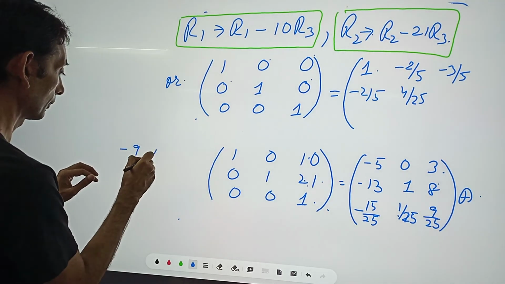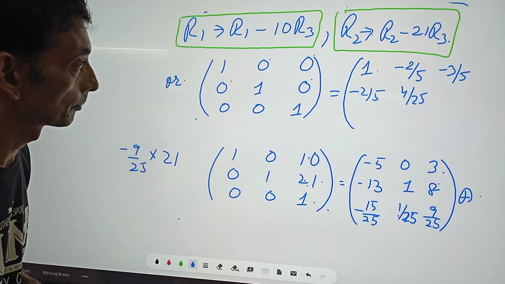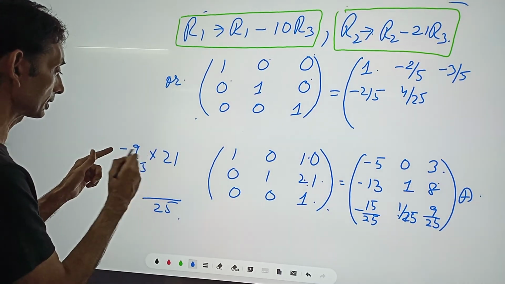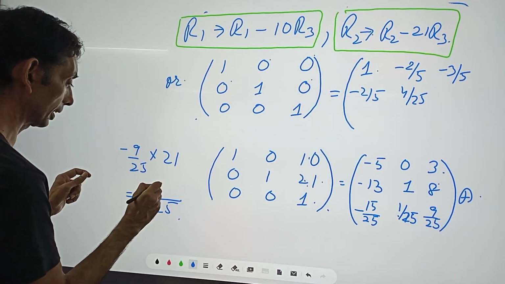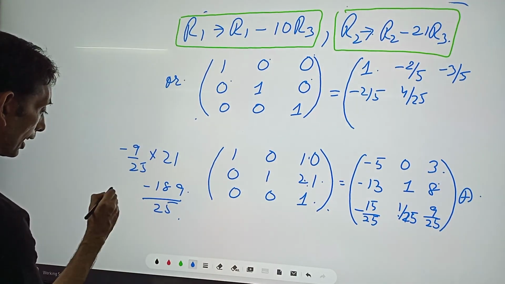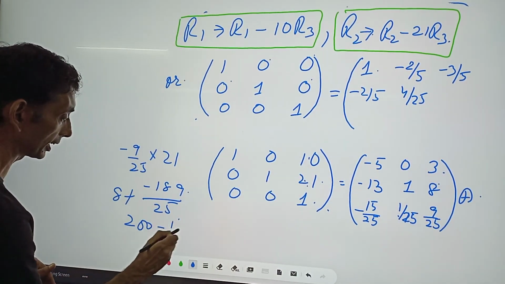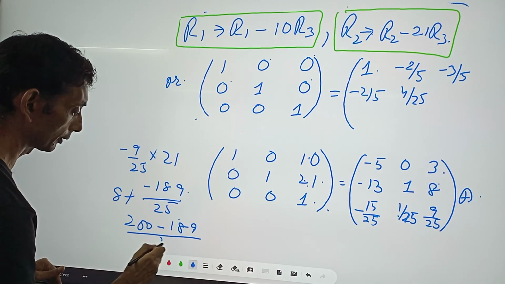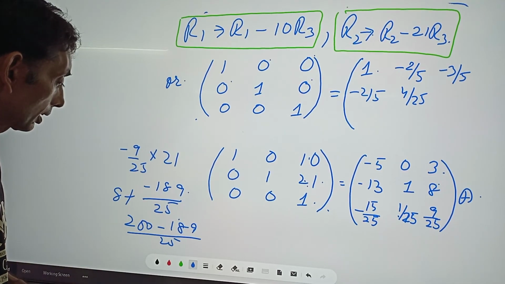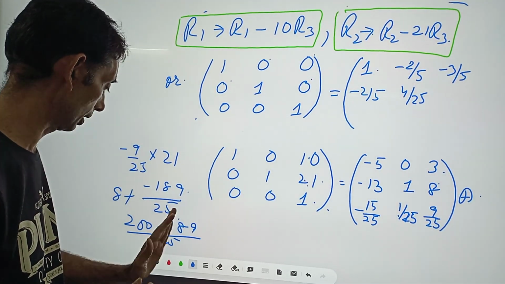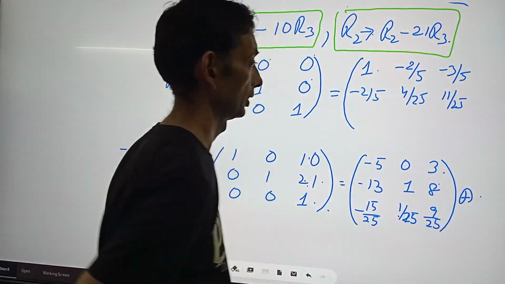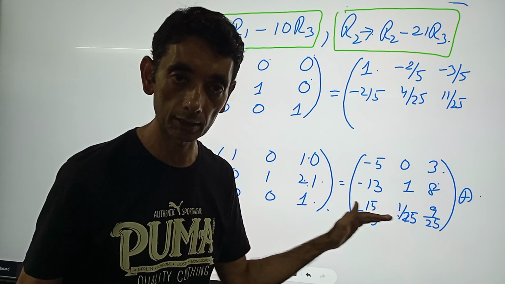9 by 25, you are multiplying by minus 21. So this gives you 25, and this is minus 189. And if you add it, you are adding with 8, so it will be 200 minus 189 by 25. So that is 11 by 25. This is 11 by 25. And last, the third row remains as it is.